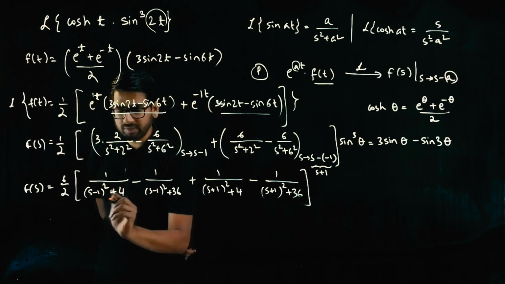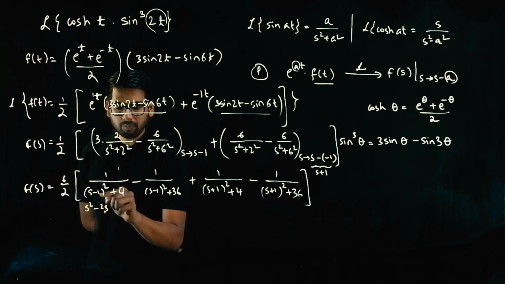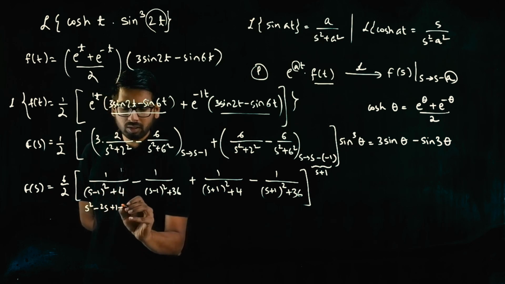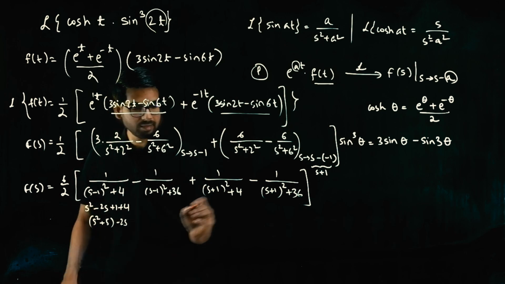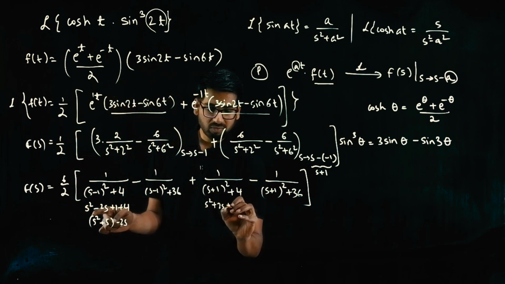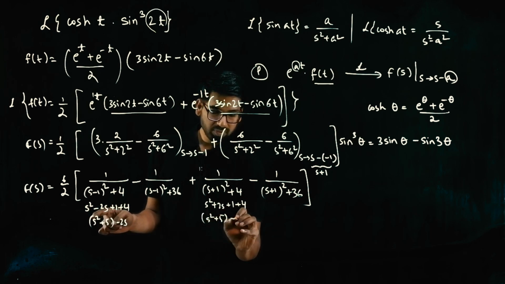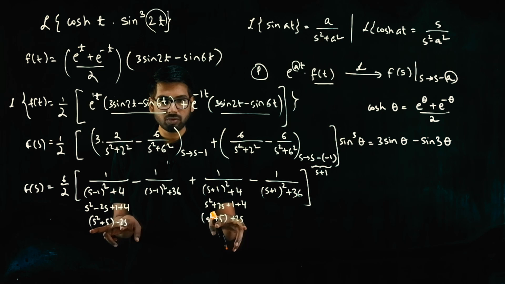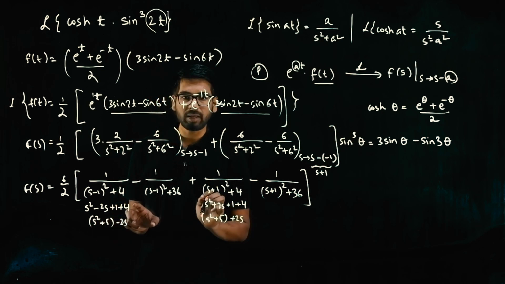So (s minus 1) whole square is s square minus 2s plus 1 square, that is 1. So plus 1 plus 4 as it is. So I can write this as s square plus 5 minus 2s. Okay, and here same, s square plus 2s plus 1 plus 4. I can write it as s square plus 5 plus 2s. So if you compare these two, you have a minus b into a plus b.